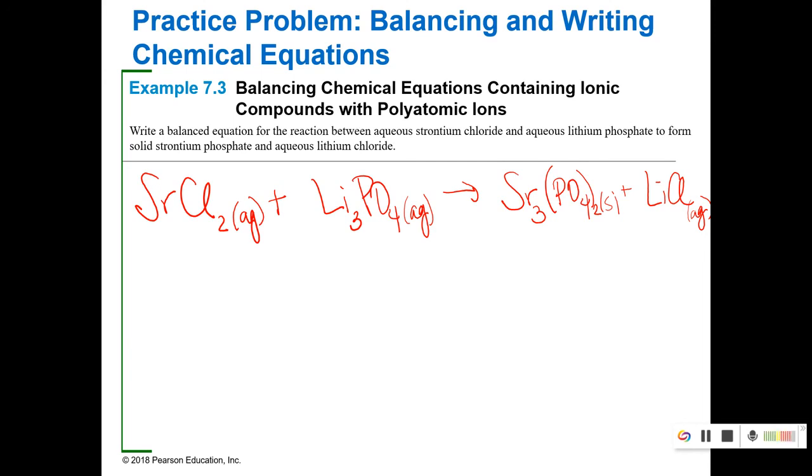So at this point, this is the first time we've seen polyatomics. If there are polyatomics on both sides of the arrow and they are together, we're counting them as a whole thing. So I'm going to count both of these as one whole thing. So let's start with strontium. Got 1 strontium on the reactants, 3 on the product. So I'm going to put a 3 there. 6 chlorines now, so I need a 6 here. 3 lithiums, but I've got 6 on the product, so I need a 2 there. And now I have 2 phosphates and 2 phosphates. So this one is done.